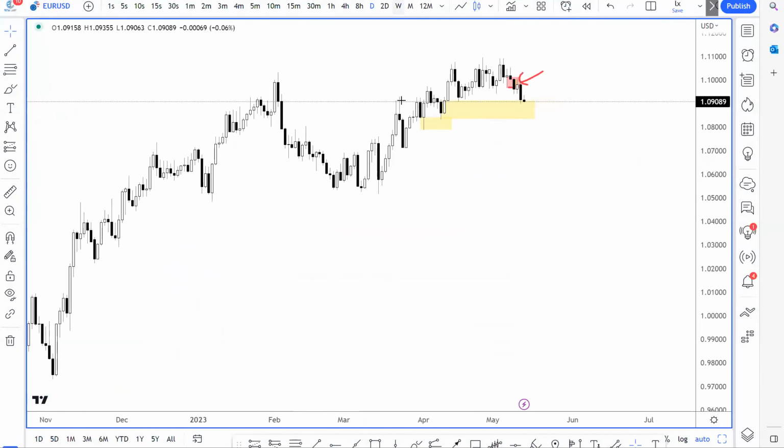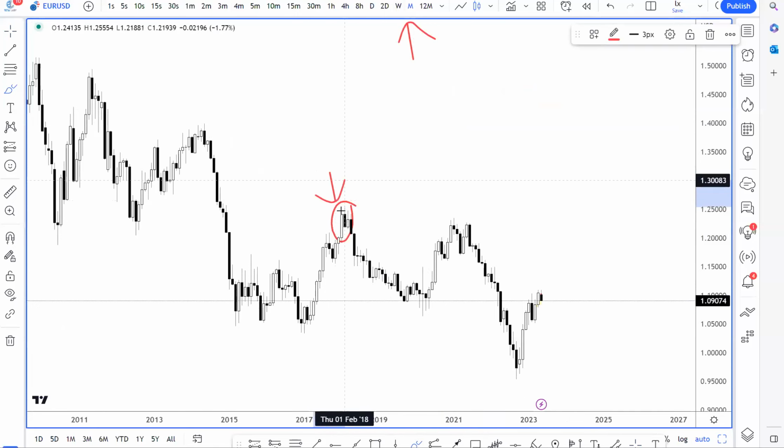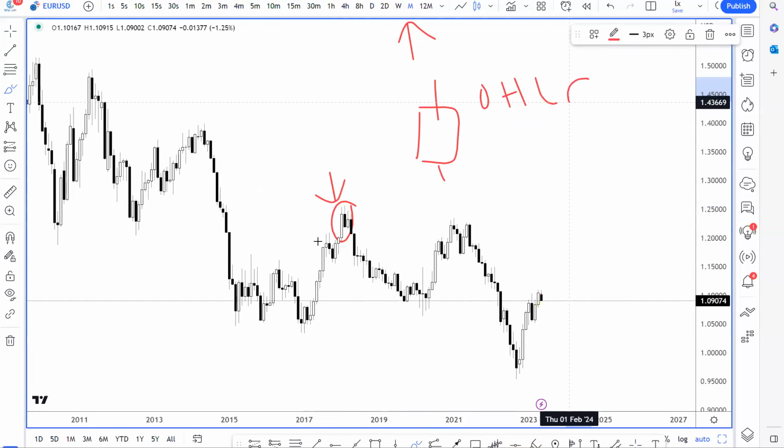So on EURUSD on the monthly time frame, notice that when we are on the monthly picture, each candle itself represents price movement within that month. Each candle captures four data points, the OHLC data, which just means the open, the high, the low, and the close. So each candle is reflective of this OHLC data.